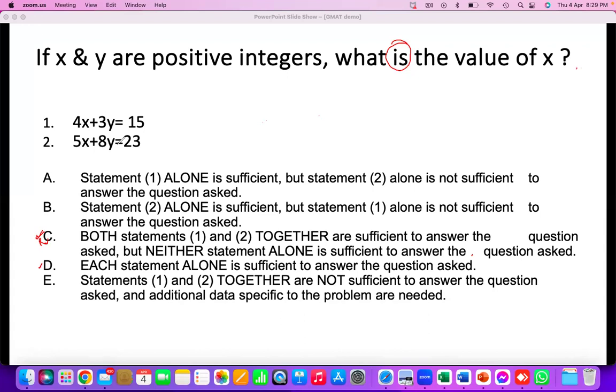But there, the condition was also given that x and y are real numbers. Here, the question says x and y are positive integers. What does it mean? It means x and y cannot be irrational, cannot be fractions, cannot be zero, cannot be negative. Got it? So x and y are positive integers. It means possible values of x and y will be 1, 2, 3, 4, and so on. Natural numbers only.